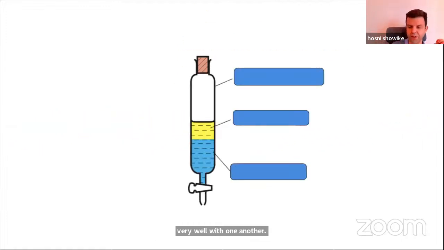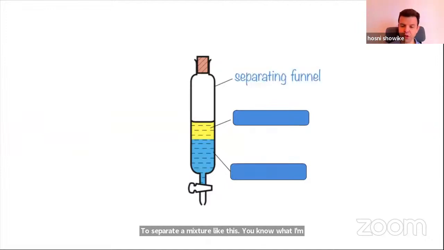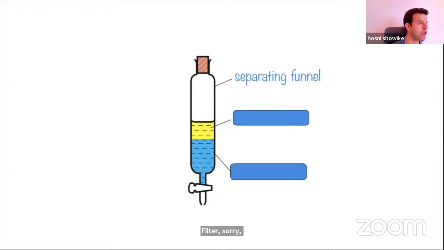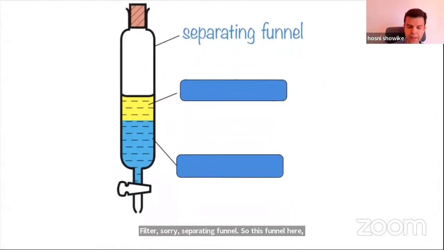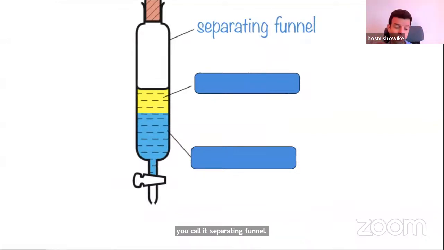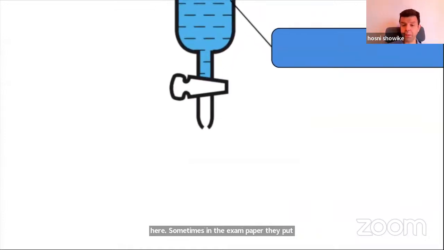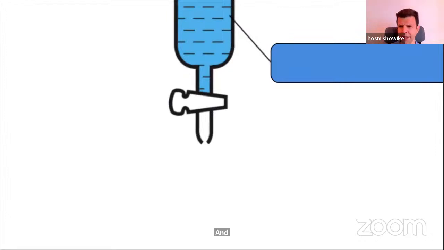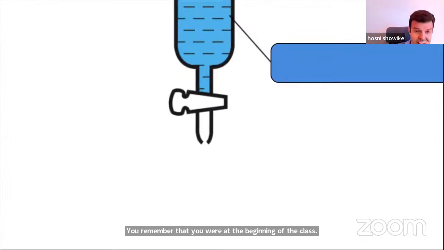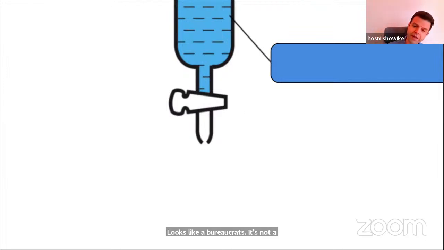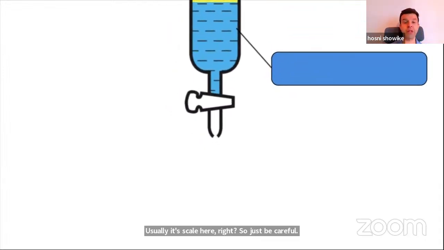To separate a mixture like this, you know what I'm going to do? I'm going to use that separating funnel. This funnel here, we call it a separating funnel. I just want to warn you about something pretty important here. Sometimes in the exam paper, they put the separating funnel like this and it looks like a burette. You remember the burette at the beginning of the class? It looks like a burette, but it's not, because burettes come with a scale here. So just be careful. You just have to watch this part and check that it doesn't have a scale, because separating funnels are not meant to measure volume.